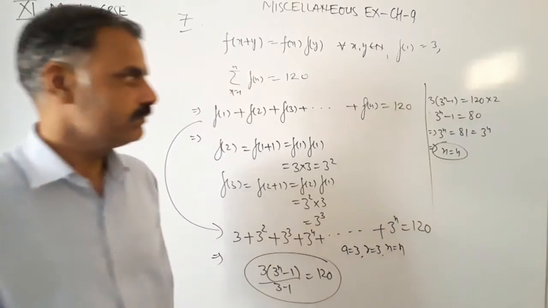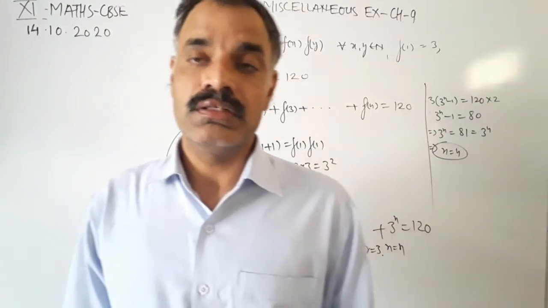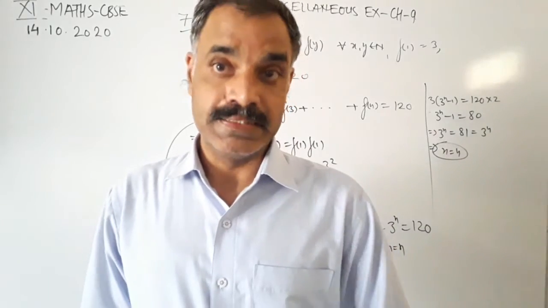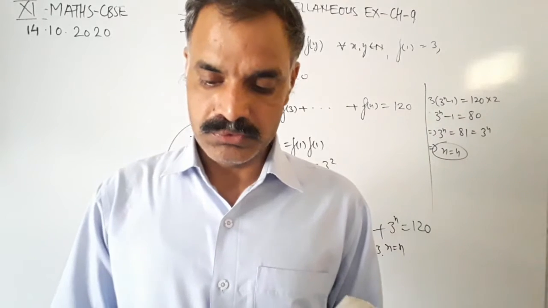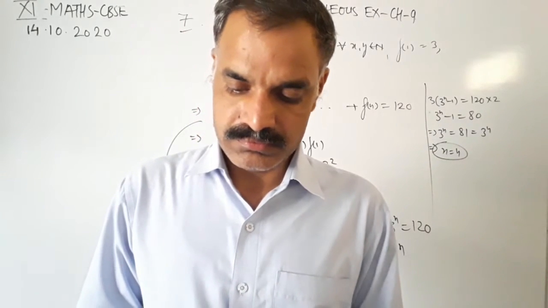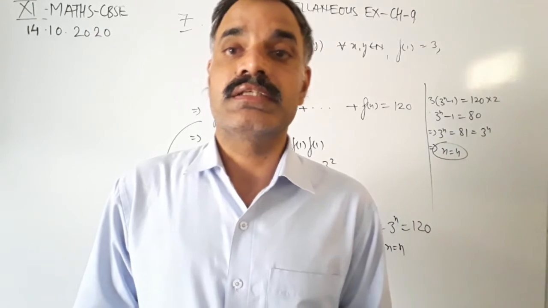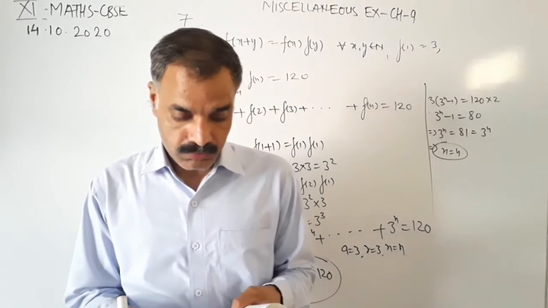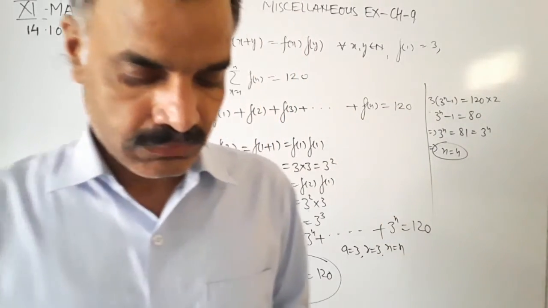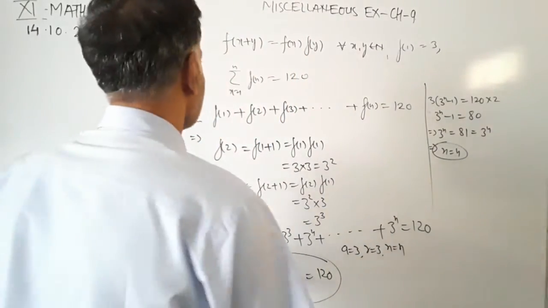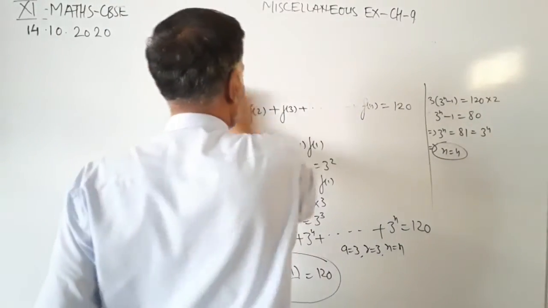n equals 4. So there are 4 terms in the given series, in the given geometrical progression. So this is question number 7 of the exercise, chapter number 9, miscellaneous exercise. Now the next question, question number 8. We will solve question number 8.